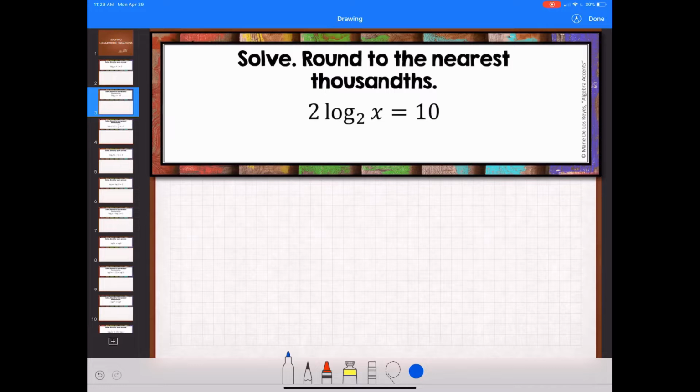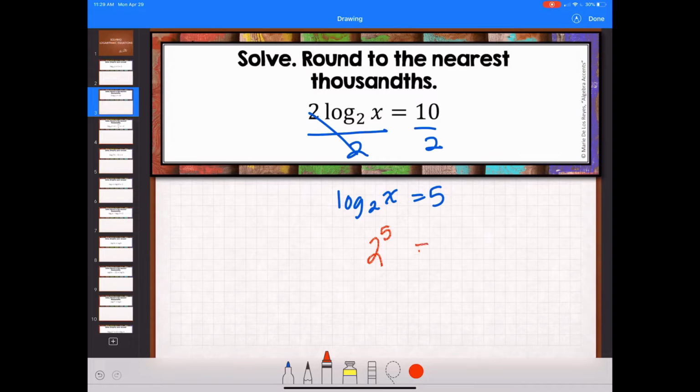Let's isolate the logarithmic form by dividing by 2. So now we have log base 2 of x equals 5, and then we're going to rewrite it into exponential form. So that's 2 to the power of 5 equals x, and 2 to the 5th power equals 32. So x equals 32.